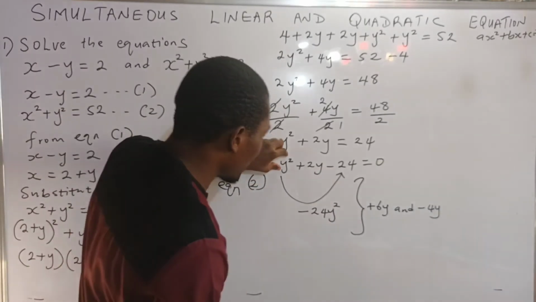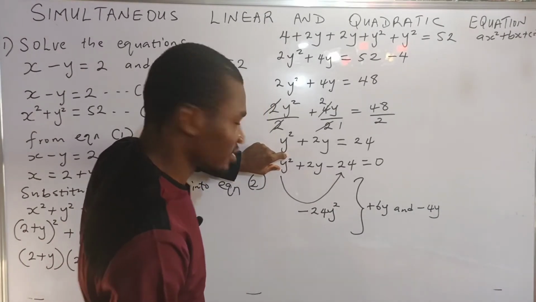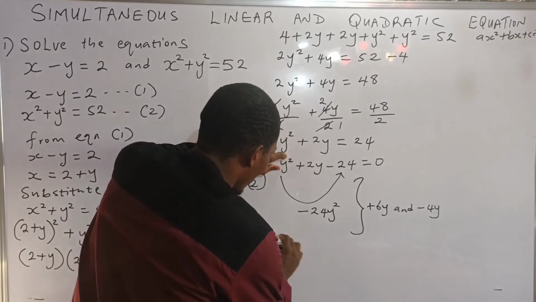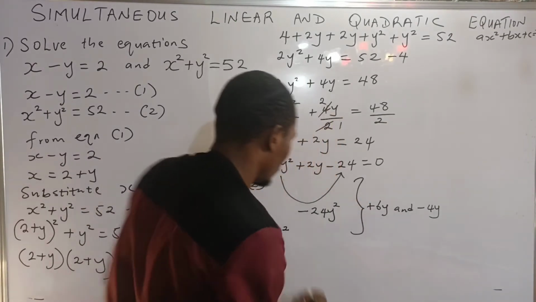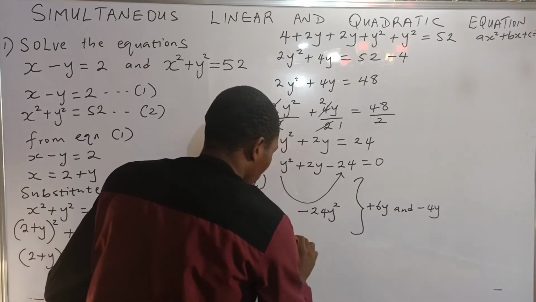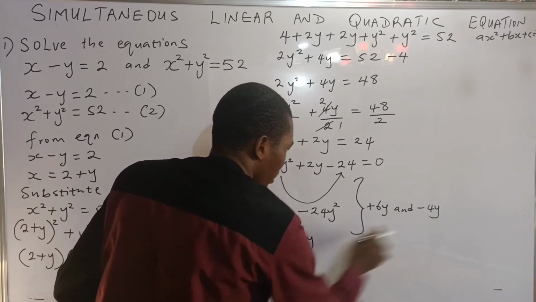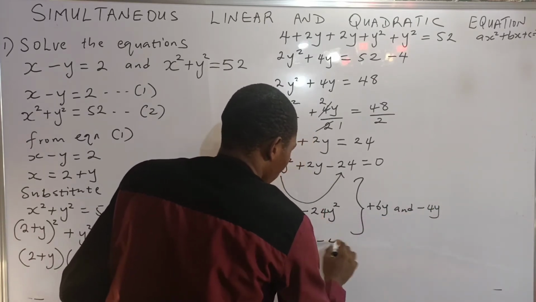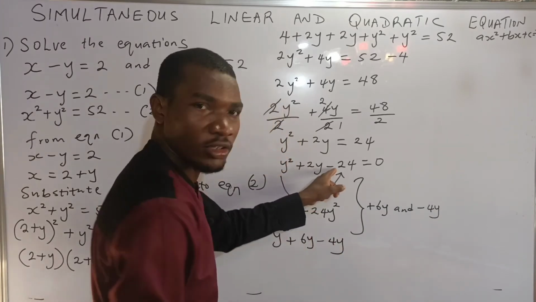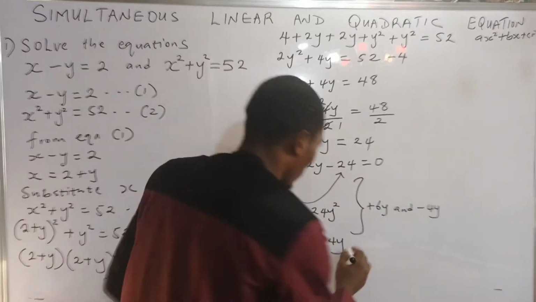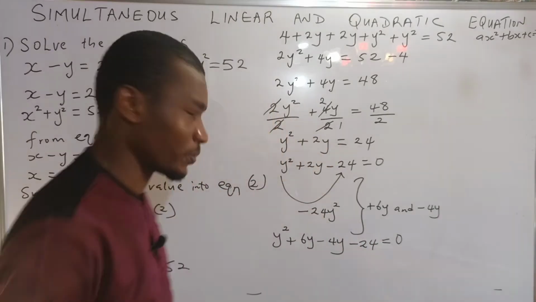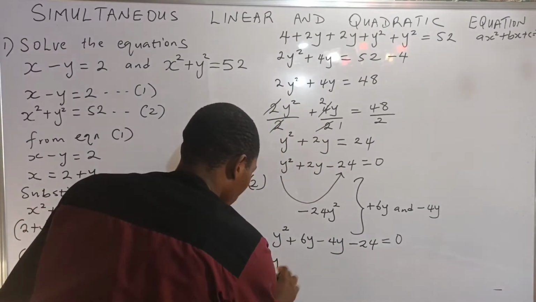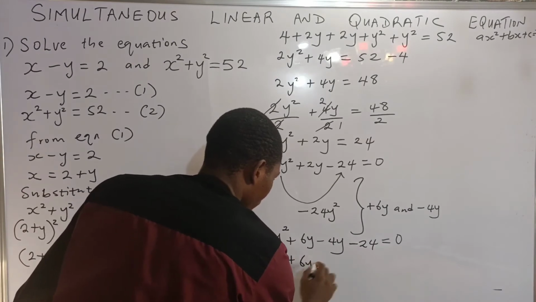Then I now take the highest degree of y, which is y raised to the power of 2. Then I add these two factors. When I add these two factors, I have plus 6y minus 4y. Then I also take the constant, which is negative 24, and that is equal to 0. Remember, I can group these factors in twos.